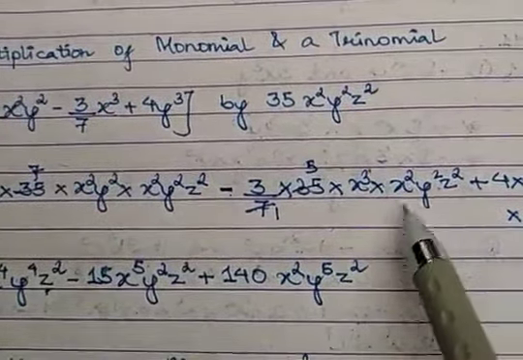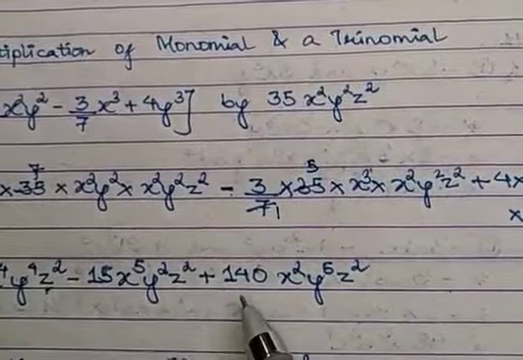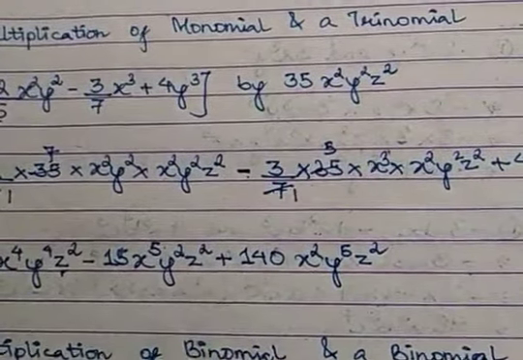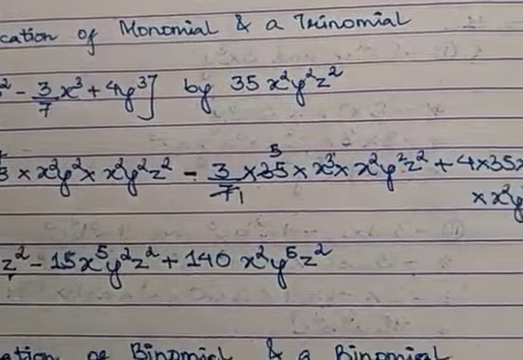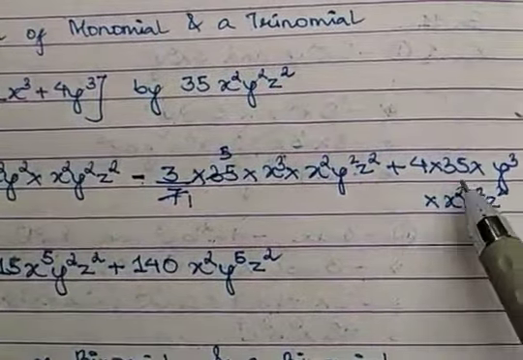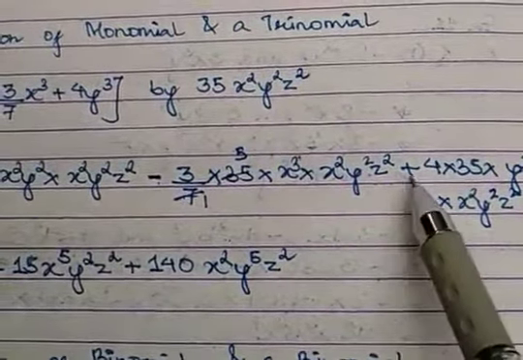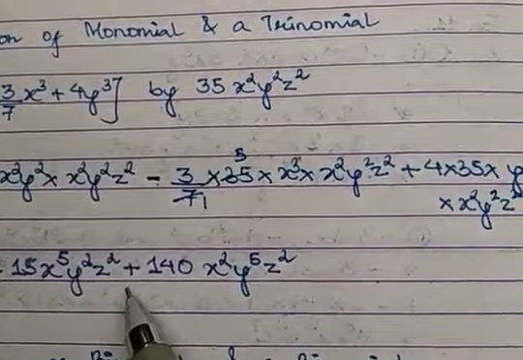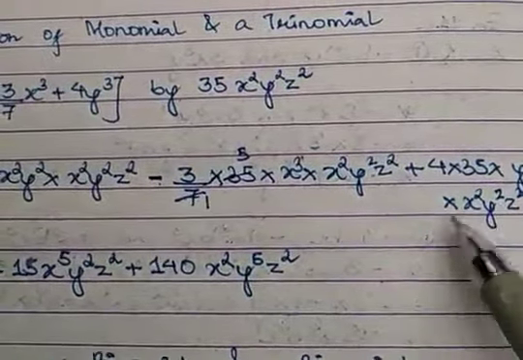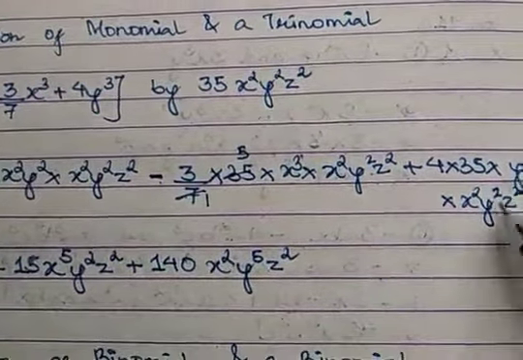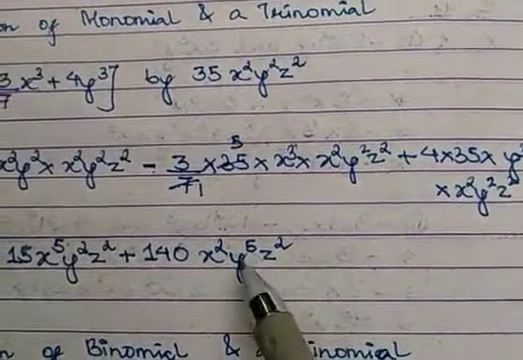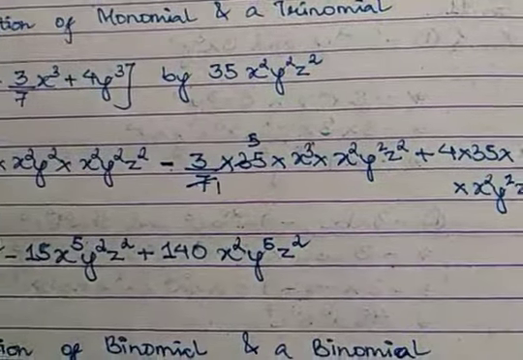For y square and z square, we don't have any other y and z term, so it will remain as it is, y square and z square, same. And for the last term, 4 into 35, it's 140. Both are positive integers, so plus plus. X square, we have y to the power 3 and y square. So these two will be added, y to the power 5, z square.